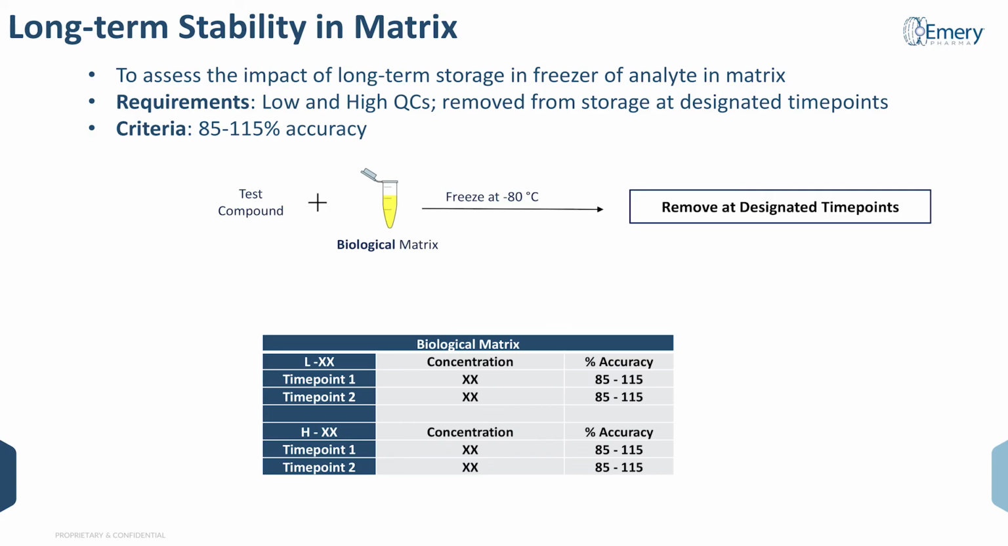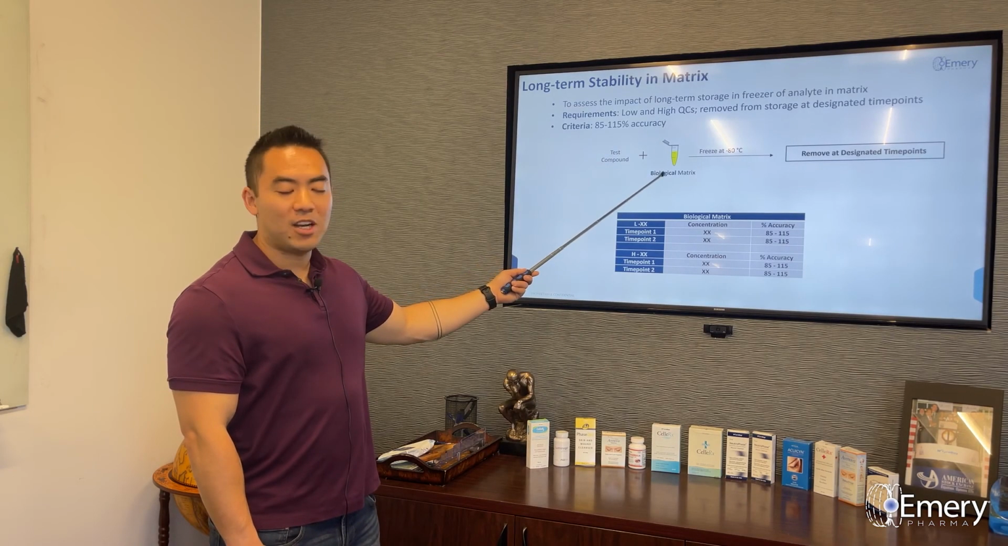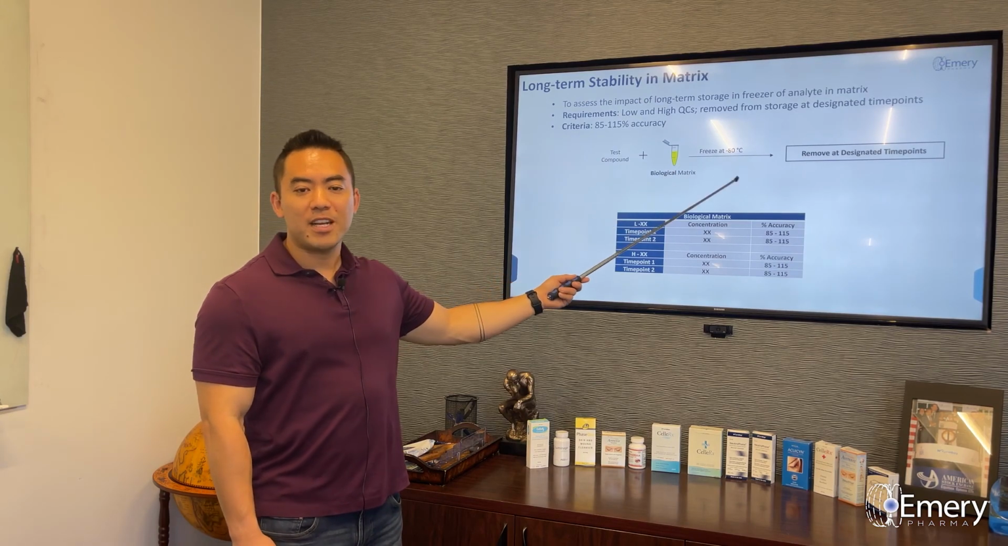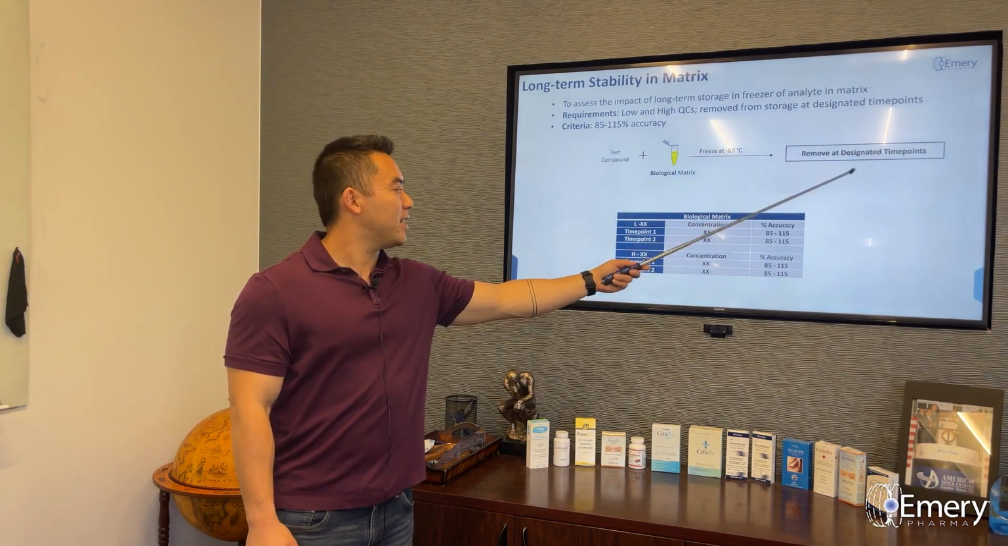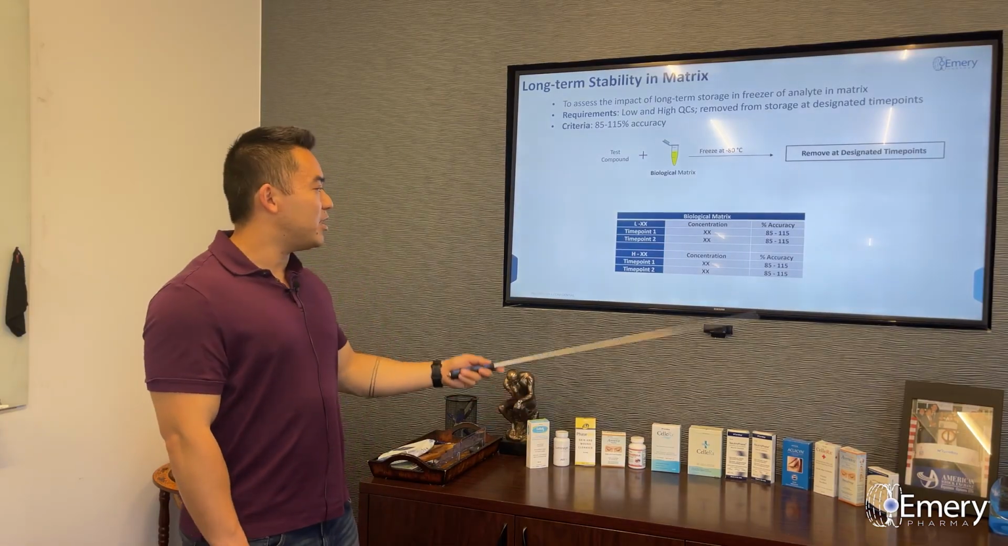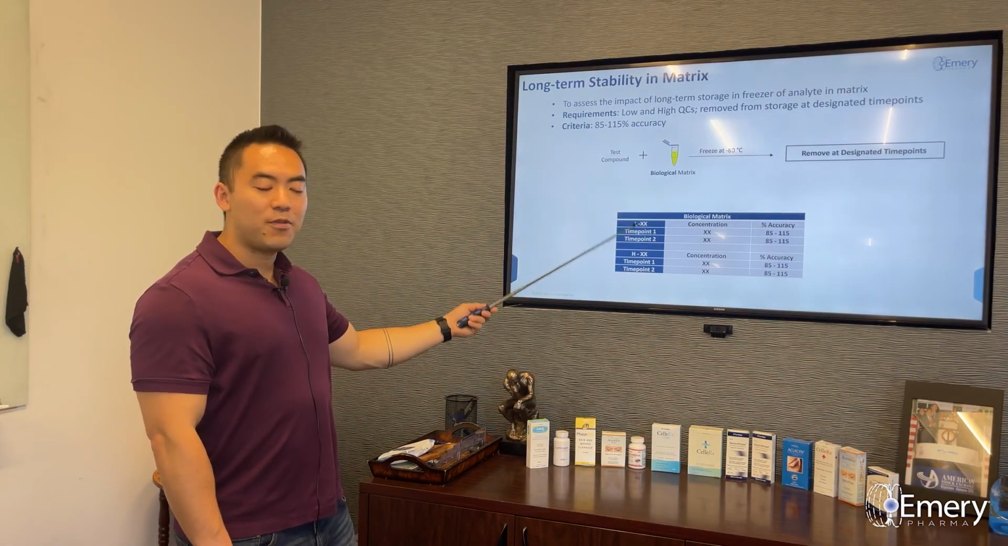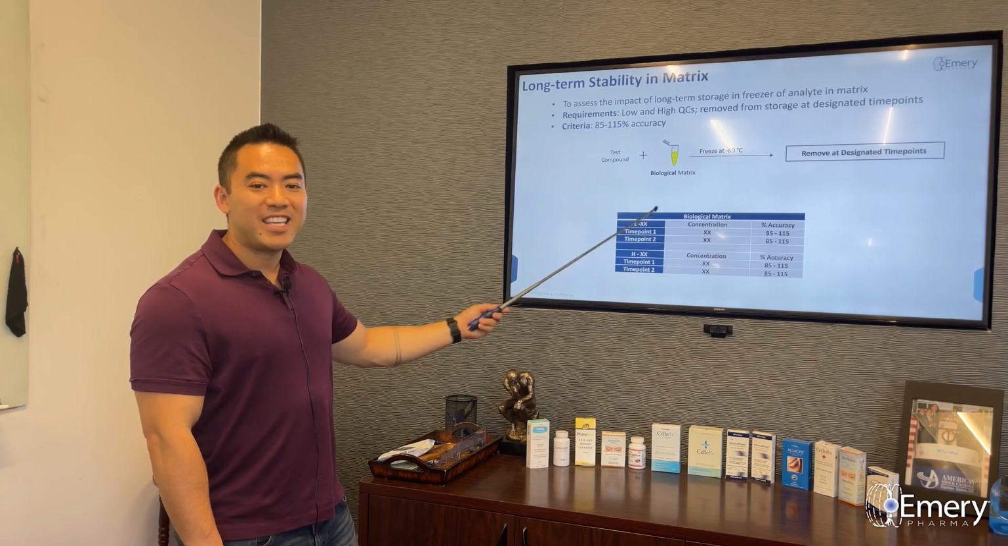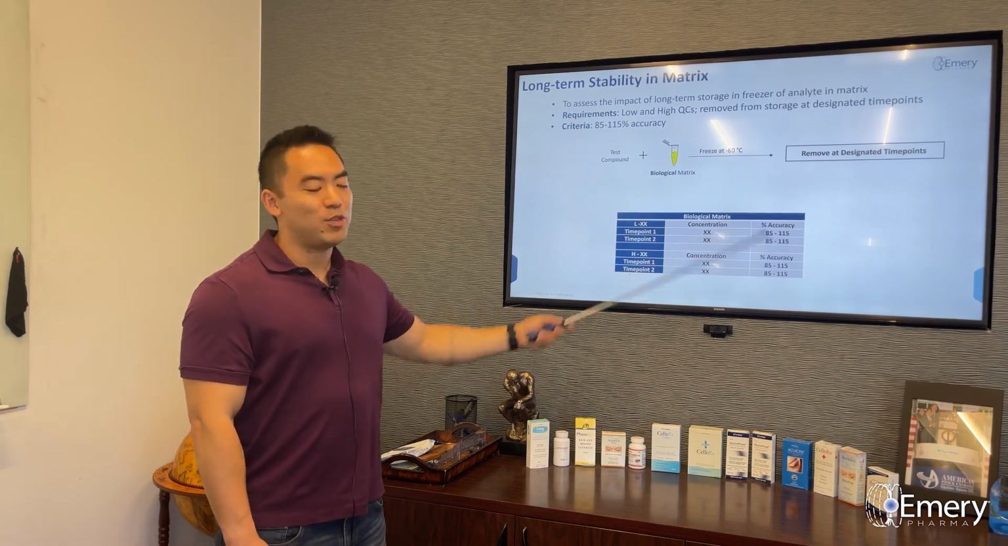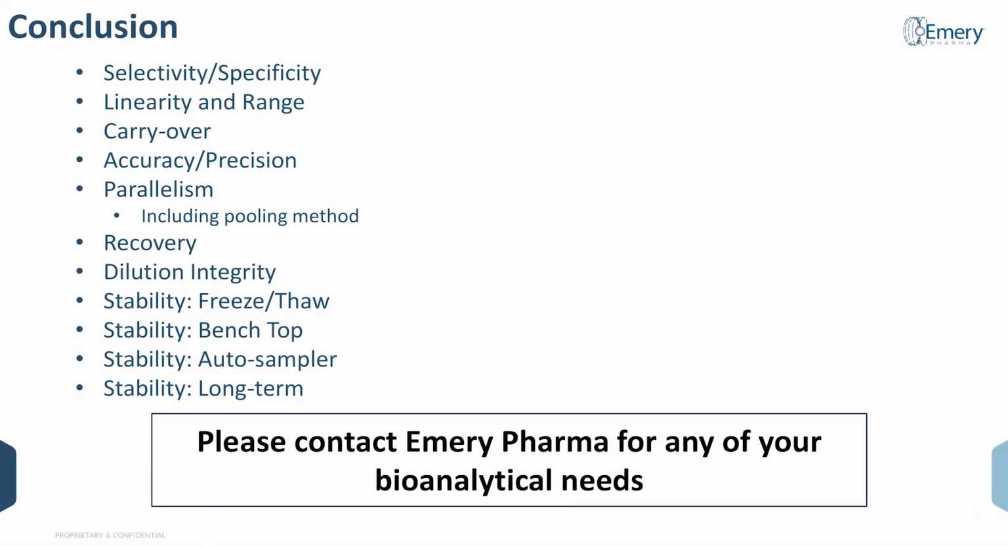So to test this, we take our test compound, spike it in our biological matrix, freeze it at -80 C, and remove it at designated time points, ultimately generating a data table where you have your different time points of each level, the calculated concentration, as well as the percent accuracy.